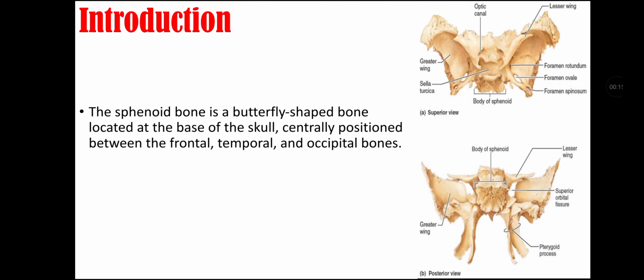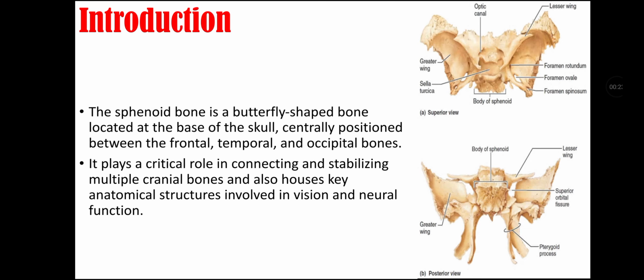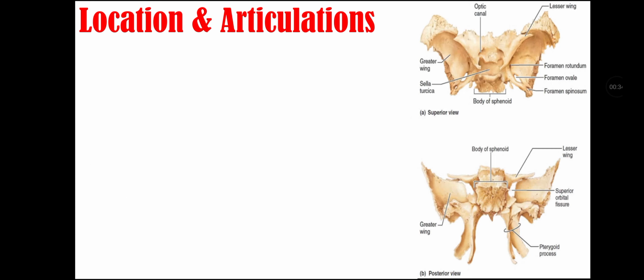Sphenoid bone is a butterfly shaped bone located at the base of skull, centrally positioned between the frontal bone, temporal bone and occipital bone. It plays a critical role in connecting and stabilizing multiple cranial bones and also houses key anatomical structures involved in vision and neural function.